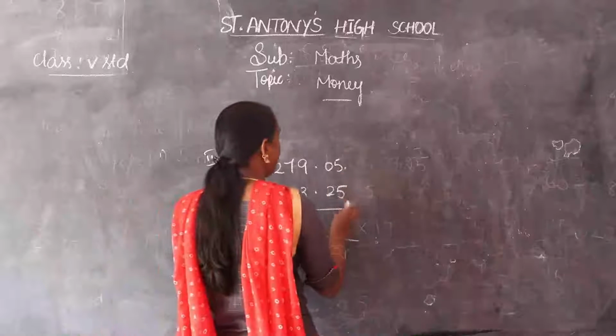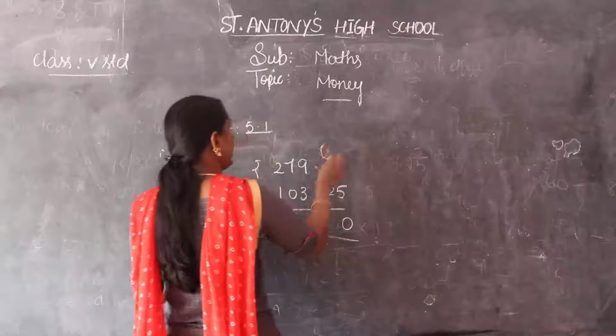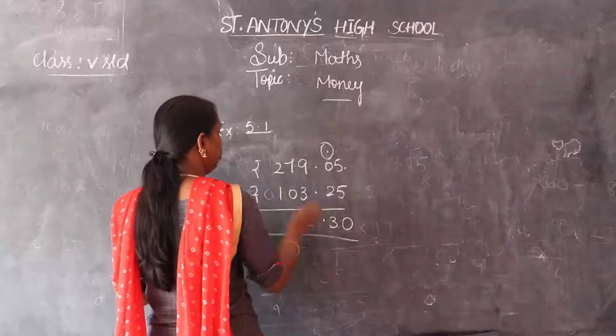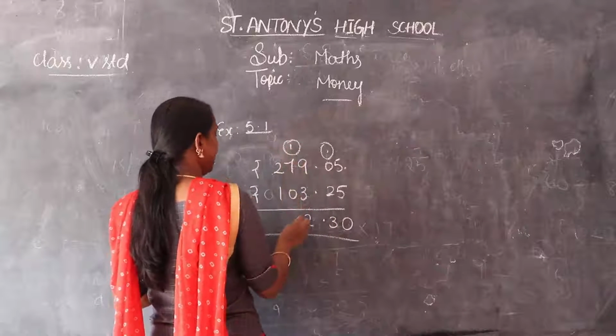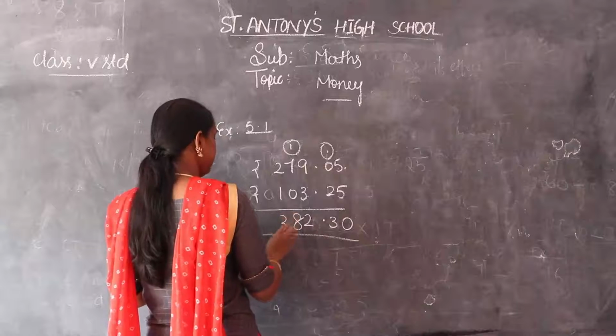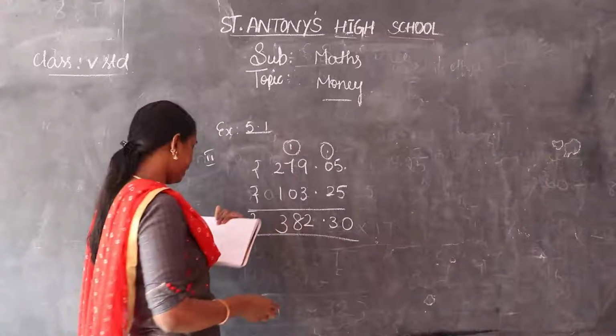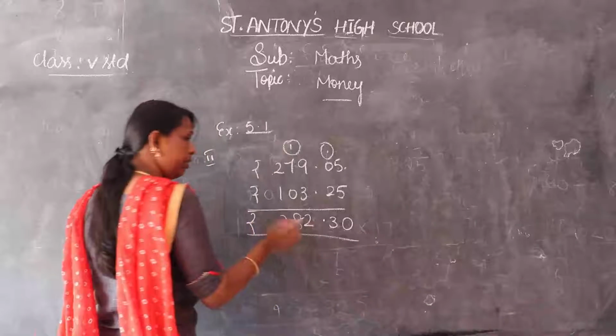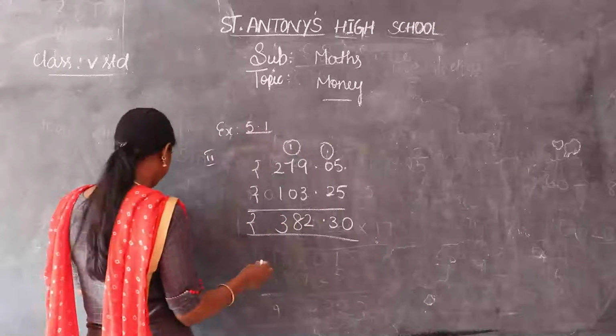Okay. 5 plus 5 is 0. 1 carry. 1 plus 2 is 3. 9 plus 3 is 12. 1 carry. 1 plus 7 is 8. 3 rupees 382.30 paisa. So now we have to subtract.